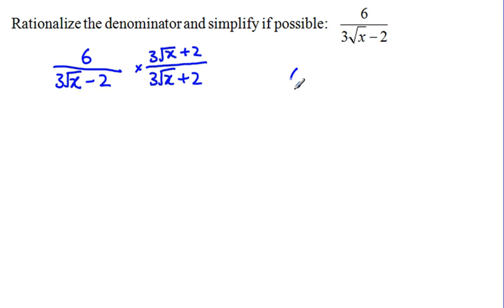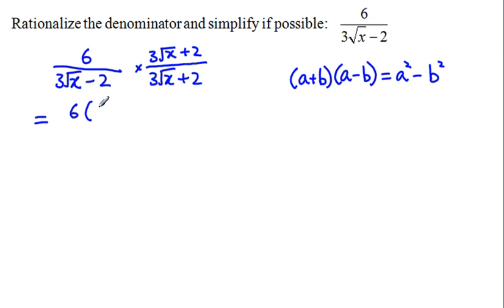Well, we are relying on the special product. A plus b times a minus b will give a squared minus b squared. By doing this, we would have a chance to get rid of the radical in the denominator. So let's multiply them together.